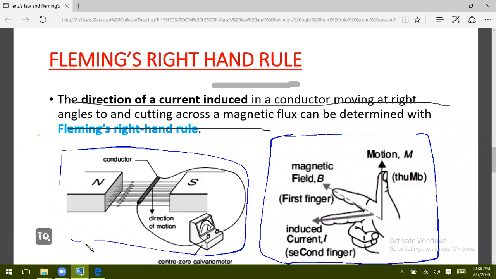We're going to use Fleming's right-hand rule. Motion is going down this way. So your thumb, you have to change the position of the thumb. And field lines actually run from north to south. And motion is going down that way.